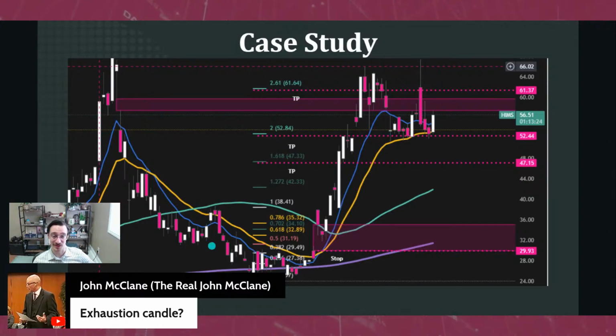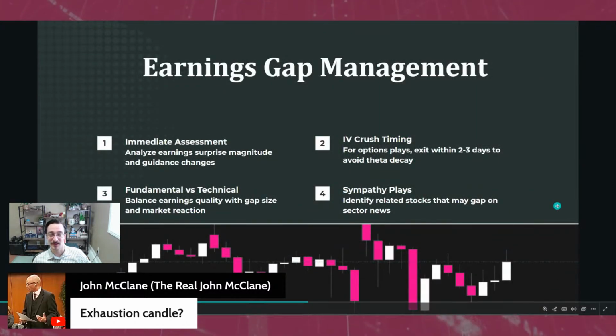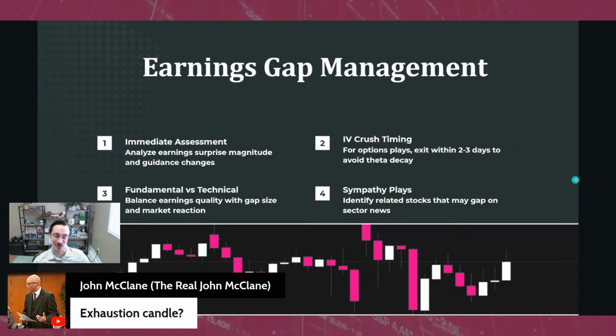To me, it looks like we did the cup, and now we're starting to form out a handle for continuation higher. I'm a HIMS bull. What can I say? So that's an example of the continuation move, the breakaway gap. So let's talk about earnings gap management here, and we'll get into another NVIDIA example because, man, they just keep giving me such good examples on that chart.